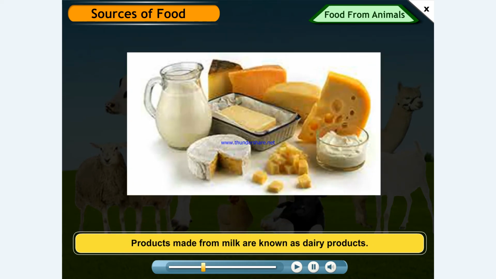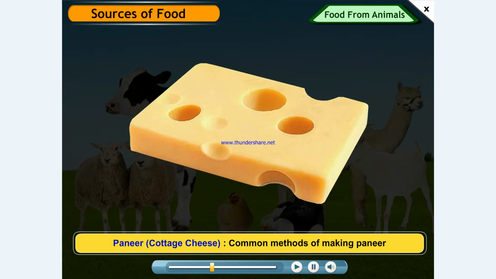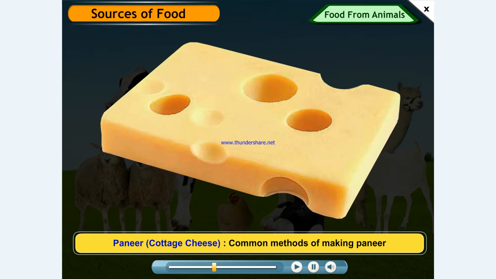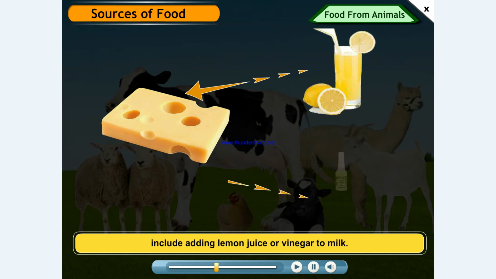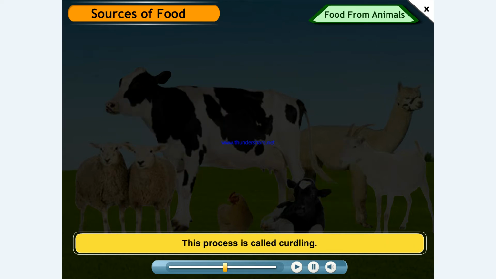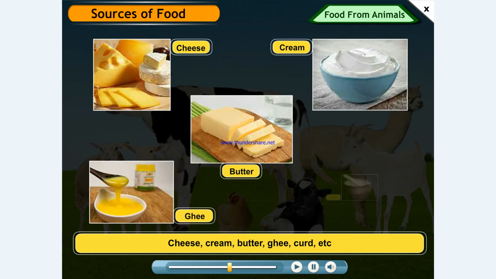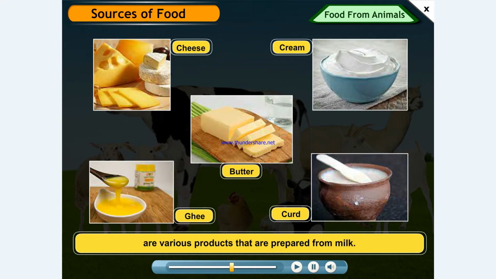Products made from milk are known as dairy products. Some common dairy products are discussed below. Paneer, cottage cheese. Common methods of making paneer include adding lemon juice or vinegar to milk. Then the liquid portion of milk is drained off and the solid part forms paneer. This process is called curdling. Cheese, cream, butter, ghee, curd, etc. are various products that are prepared from milk.